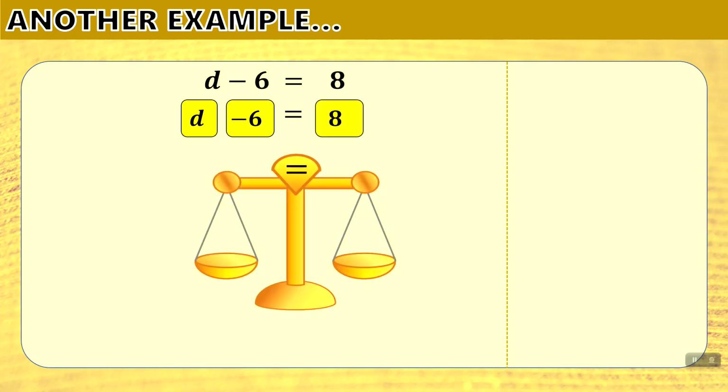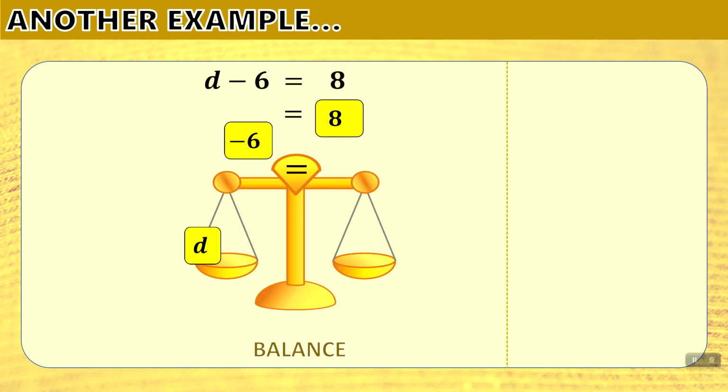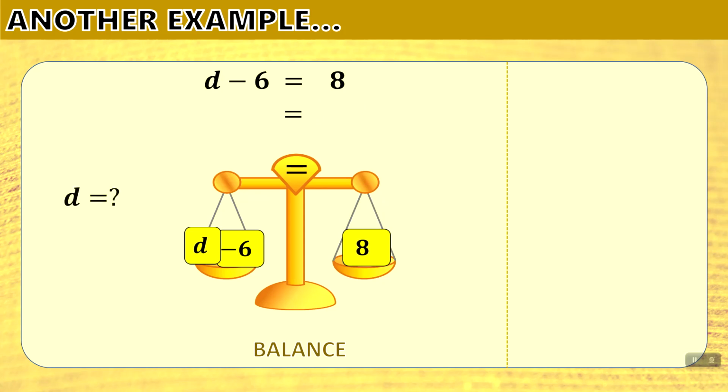Let's look at another example. d minus 6 equals 8. And we break that down into its parts, into its terms. d minus 6 equals 8. Again, if we imagine a scale and a balance, d minus 6 is on the left-hand side and 8 is on the right-hand side. They are perfectly in balance. But what is d? Well, let's look at the steps again.